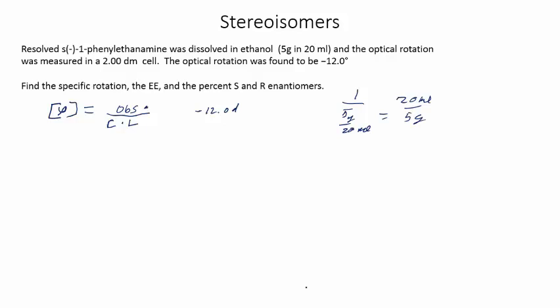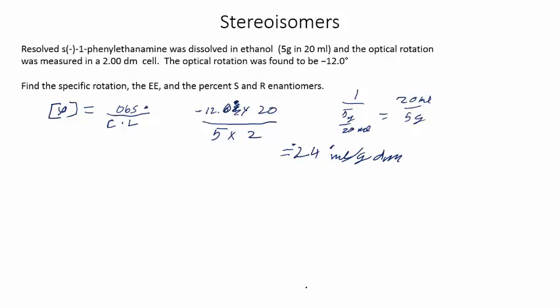I'll put the degree there, times 20 over 5 times 2. So let's see what we've got. 5 times 2 is 10. 20 over 10 is 2. So that's equal to negative 12 times 2, which is equal to negative 24 degree mL per gram dm.